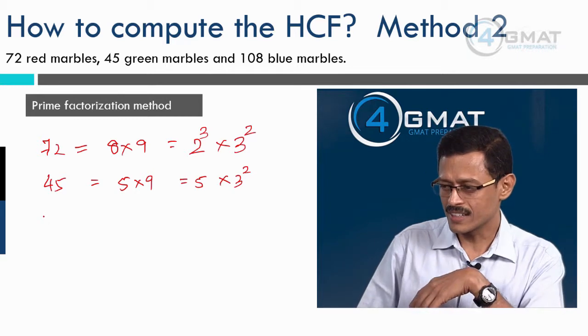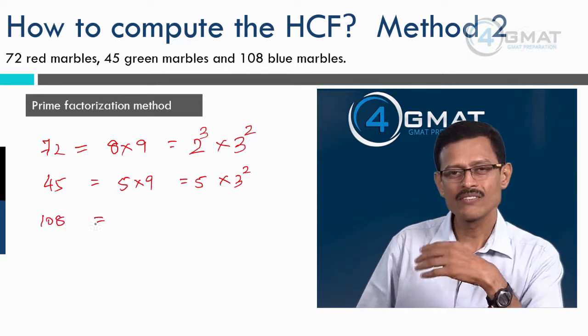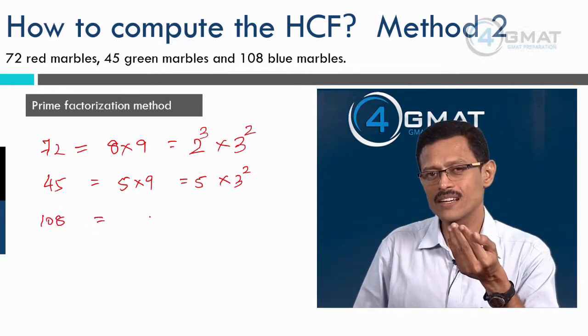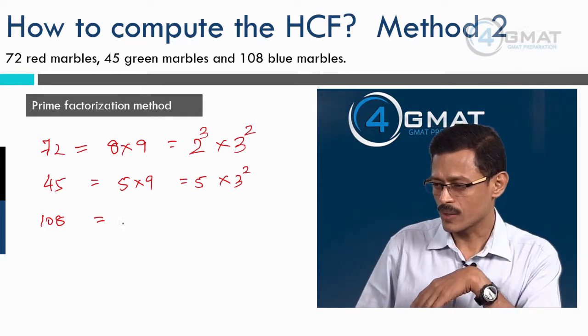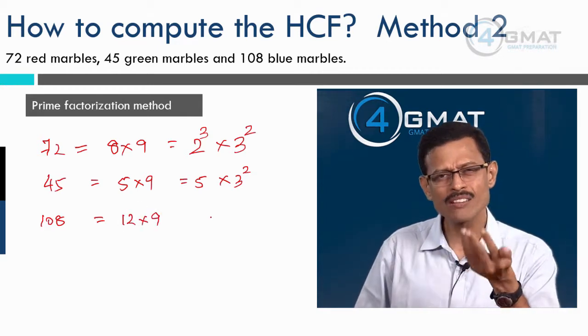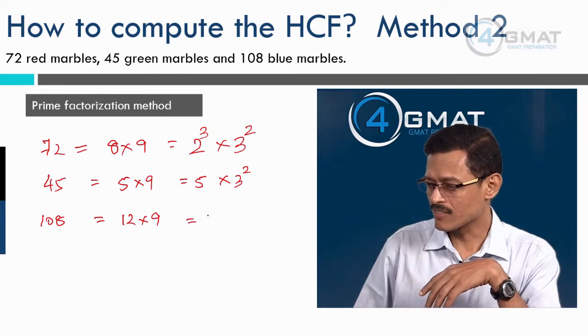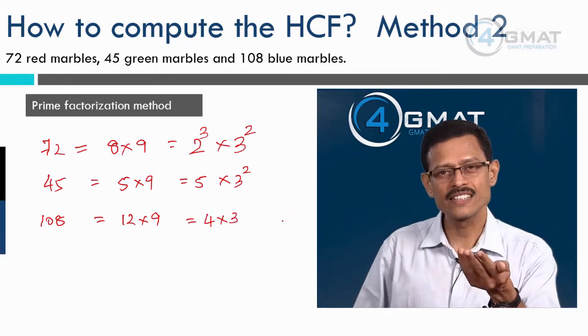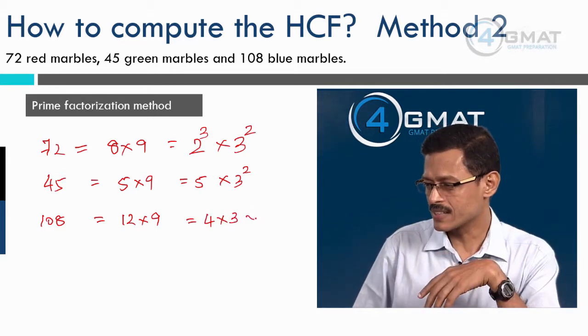The last number, 108, I'm going to prime factorize it. When I look at 108, it immediately strikes me as 9 into 12. So 12 into 9. 12 is not prime. I'll quickly write this 12 as 4 into 3. 9 is not prime either. So I'll write it as 3 square.